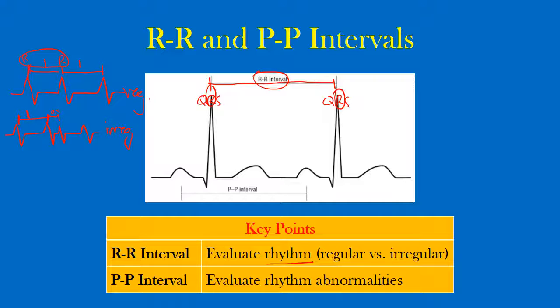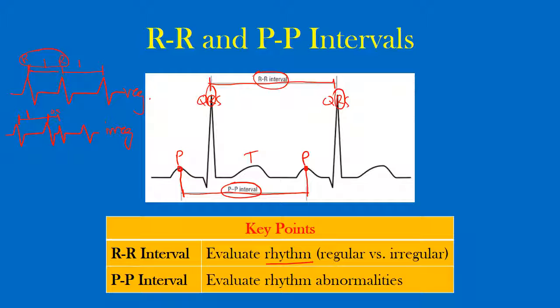The other interval we will discuss here is the PP interval. And this PP interval is the distance between two identical points on one P wave to the next P wave. So again, here's one P wave, here's another P wave. Remember, this is a T wave in between, not a P wave. So it's the point from here, the same point. That space, that distance in between is called the PP interval. And this is useful in evaluating for rhythm abnormalities such as Wenckebach's second degree heart block, atrial flutter, and third degree heart block.